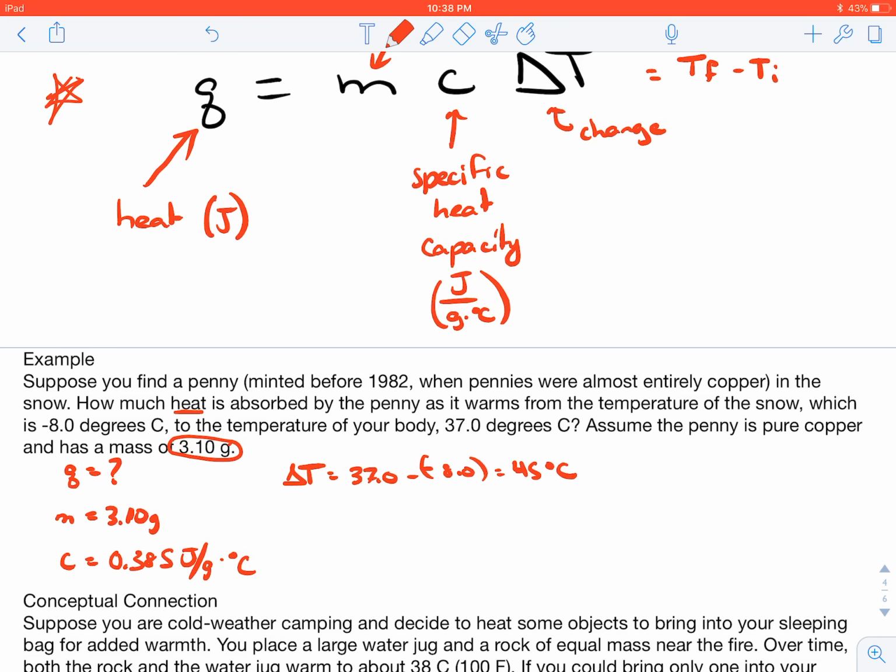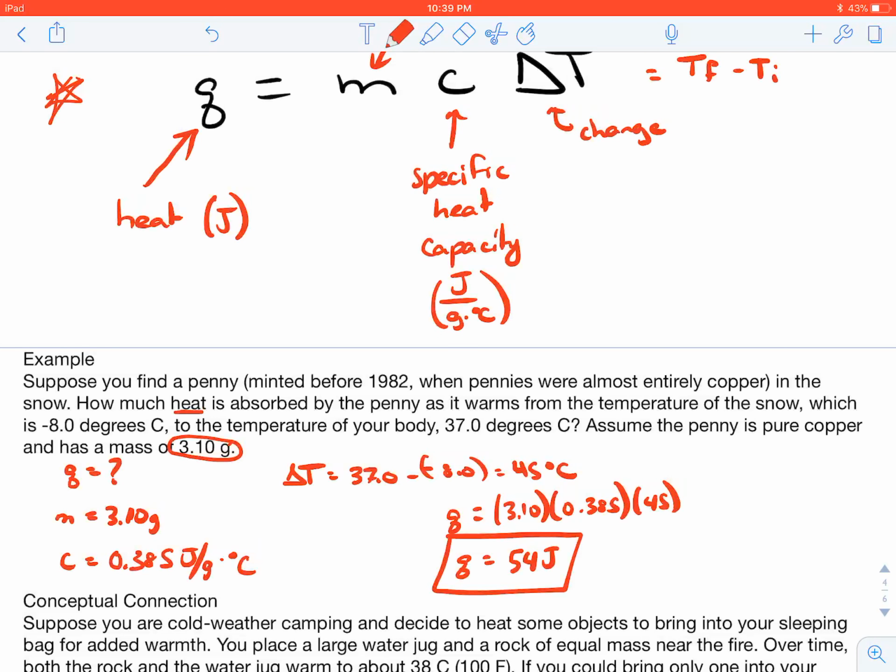So now we're ready to just plug this in and solve. And we can write it all out here. Q equals 3.10 times 0.385 times 45, and our answer will be in joules. And with sig figs, we've got 3, 2, so we're going to say Q equals 54 joules. Should be our answer there.